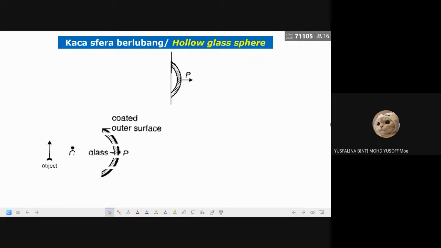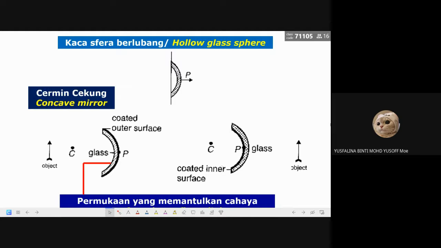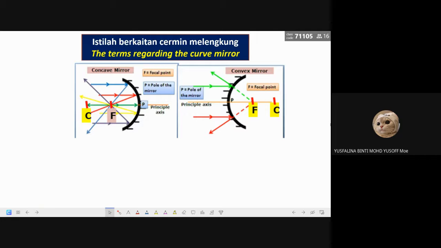Okay, so this is actually the concave lens, for the concave mirror, and this is for the convex lens. Okay, so the terms regarding the curved mirror.